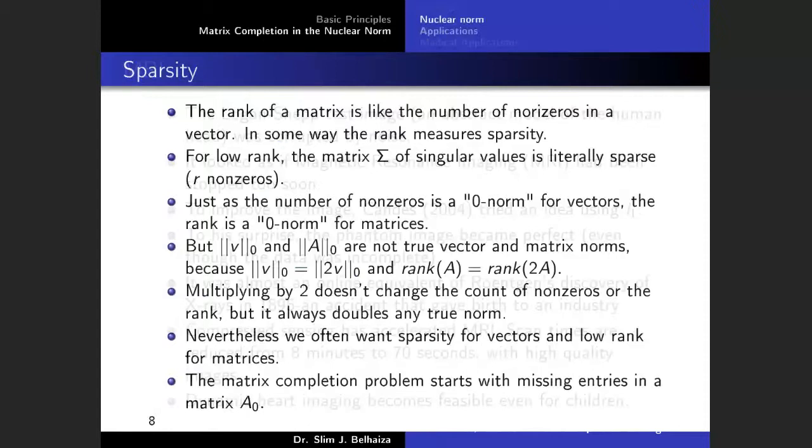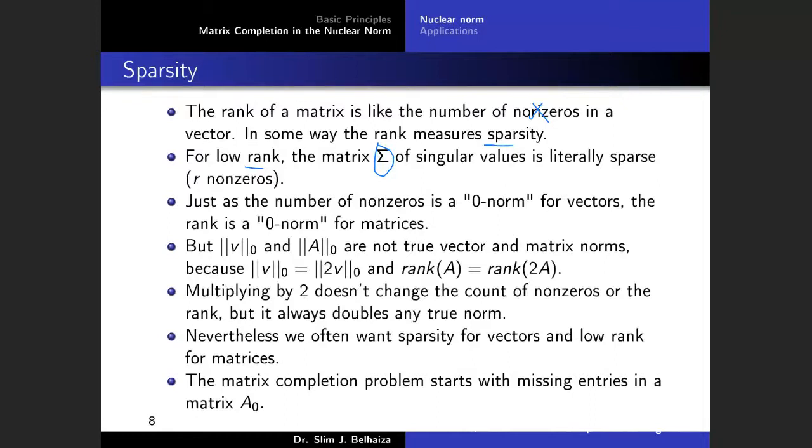So now let's talk about sparsity. The rank of a matrix is like the number of non-zeros in a vector. In some way, the rank measures sparsity. So guys, if you didn't understand what came before, it's not a problem. But my point is to make you understand this part.